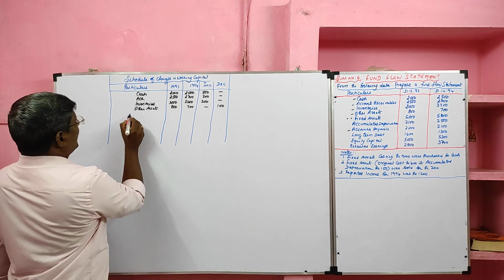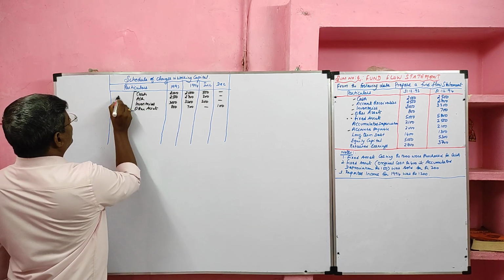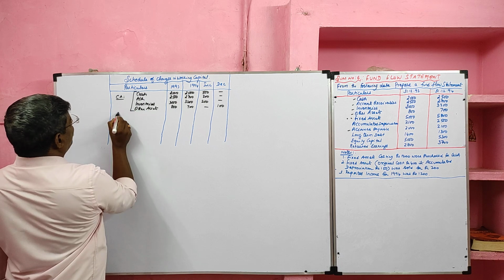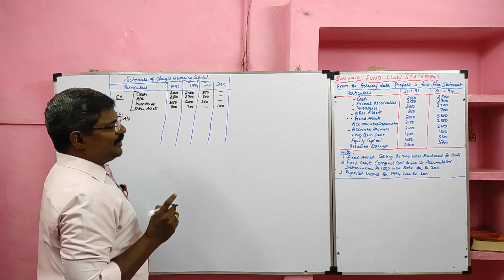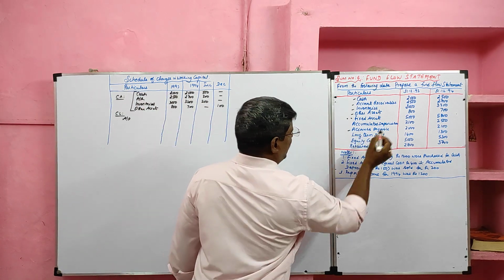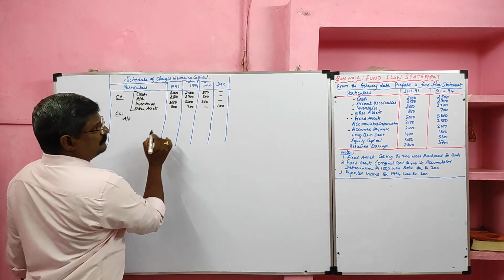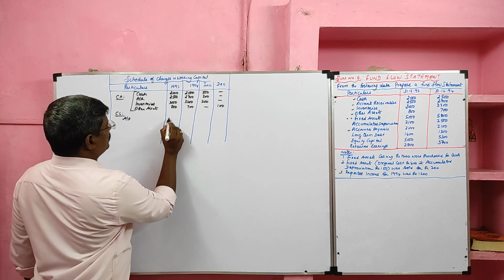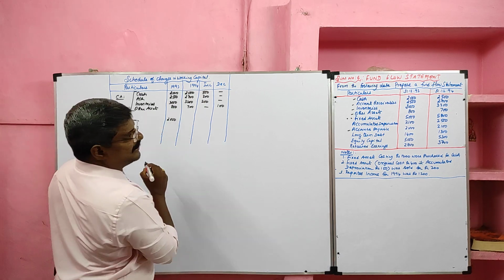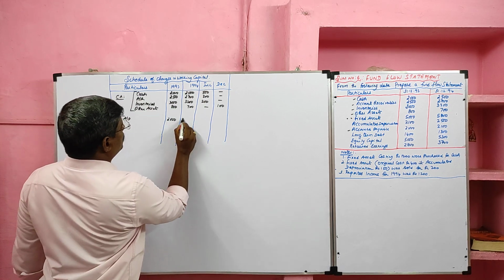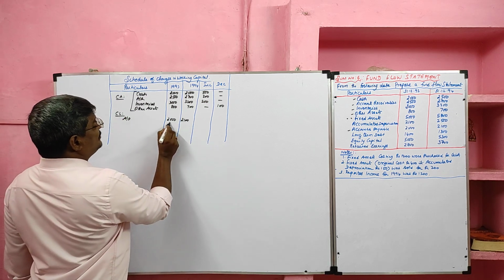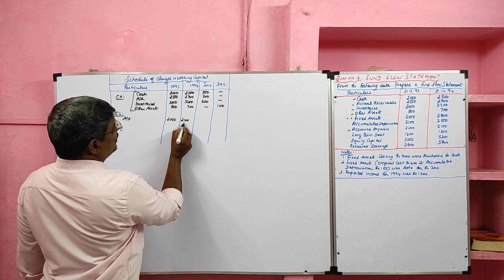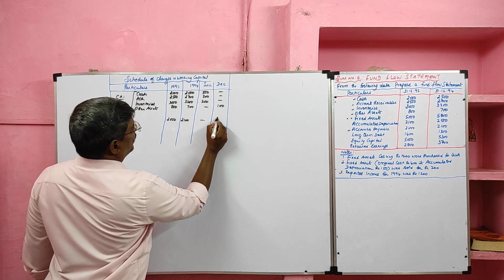These are all current assets. Then we have to take current liability. Concerning current liability, only one item is given, that is accounts payable. 2000 in the beginning, at the end 2100. So accounts payable is a current liability which is increasing by 100 rupees, which will reduce our working capital.